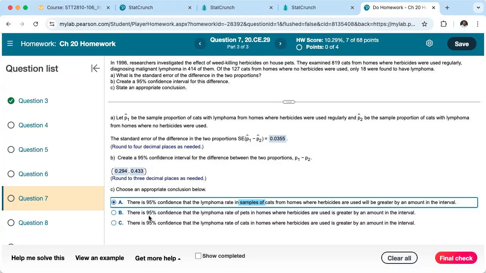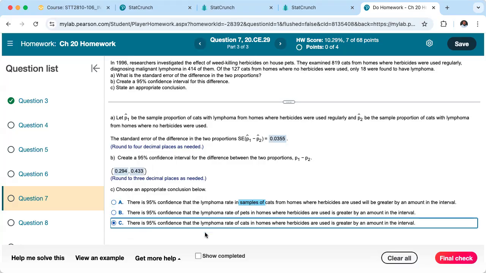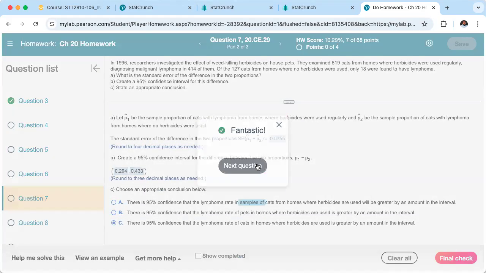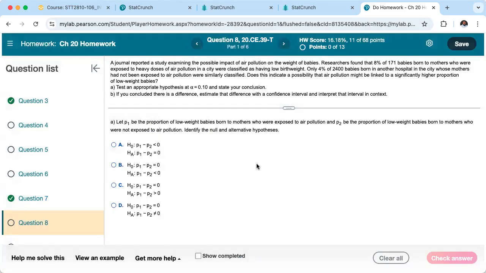Now, 95% rate of pets, it's not pets. We used cats in this example. Mine was about cats, so that means that B is out. So the answer is C. You can see that there is 95% confidence that the lymphoma rate of cats in homes where herbicides were used is greater. You can see the confidence interval here is positive. And P1 represents the homes where the herbicides were used. So we click on that. And then let's get to the last one, 8.